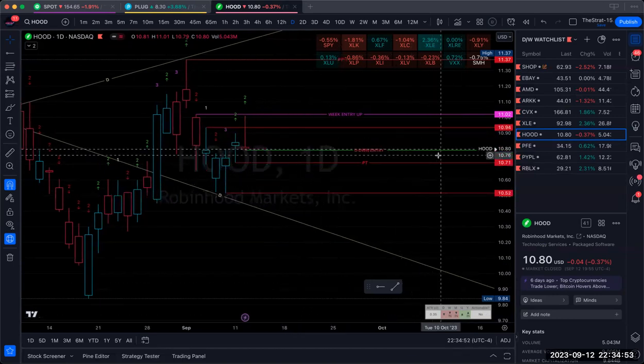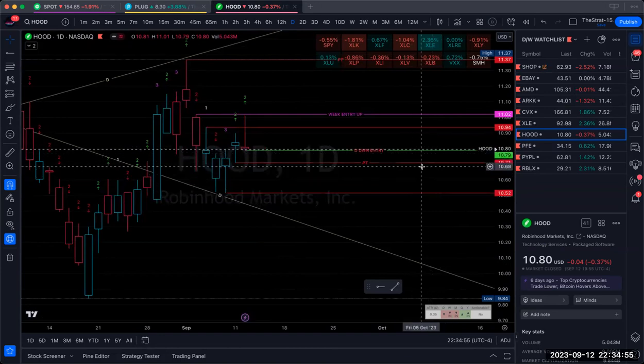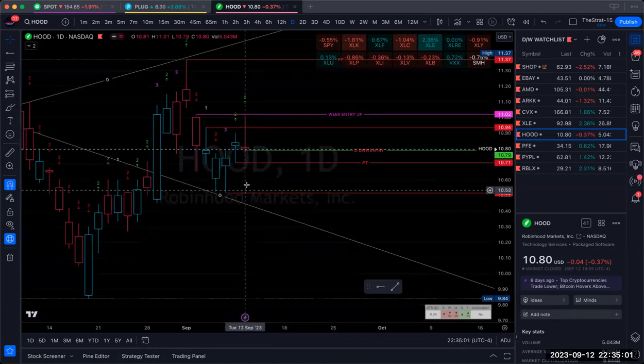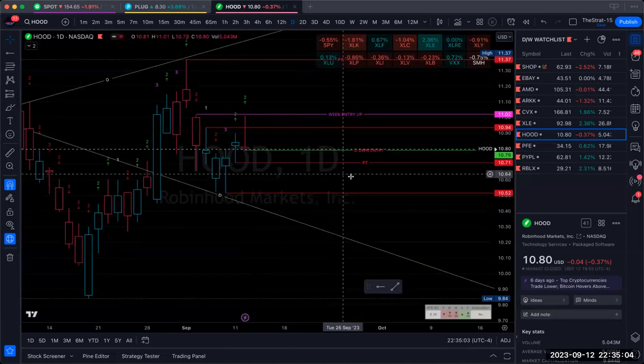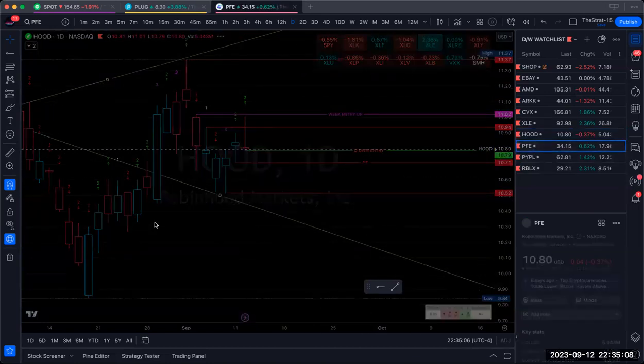So under 1080 is your entry for puts, down to 1071, and then maybe take out this low at 1052, right? And we'll be right there at that broad formation and probably pop back up and get a little reversal. So Hood is one to keep an eye on.